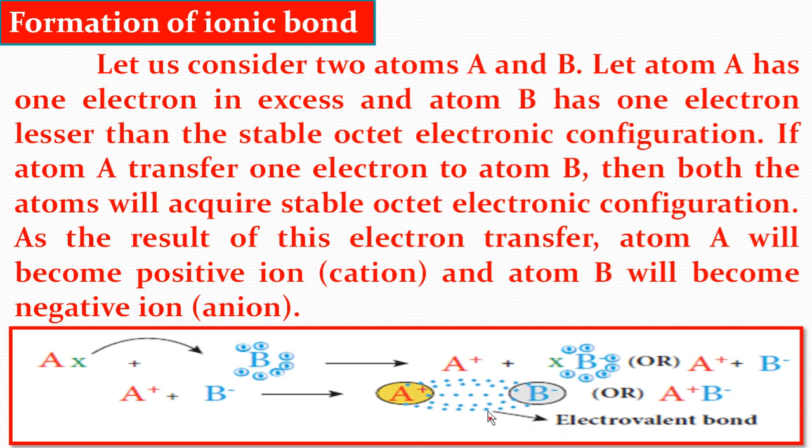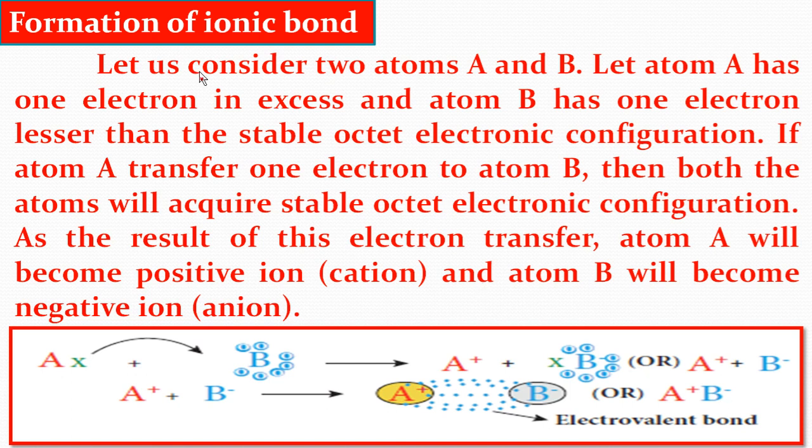Why is it called an electrovalent bond? Because of the valence shell. So, atom A loses one electron, so A forms a positive ion. B gains one electron to form an anion, that is a negative ion.